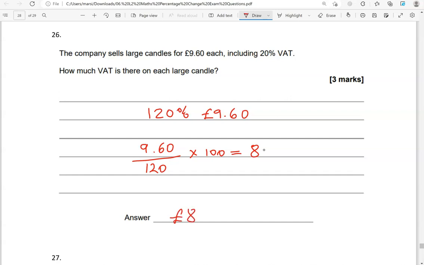Shortcut for this would have been 9.60 divided by 1.2 rather than dividing by 120 and then multiplying by 100. Remember 1.2, that's the decimal for 120%. So when you work out an increase in the first place, you multiply the number by 1.2, but if you reverse the process because you have the increased price and you want to go backwards, then do divide by 1.2.